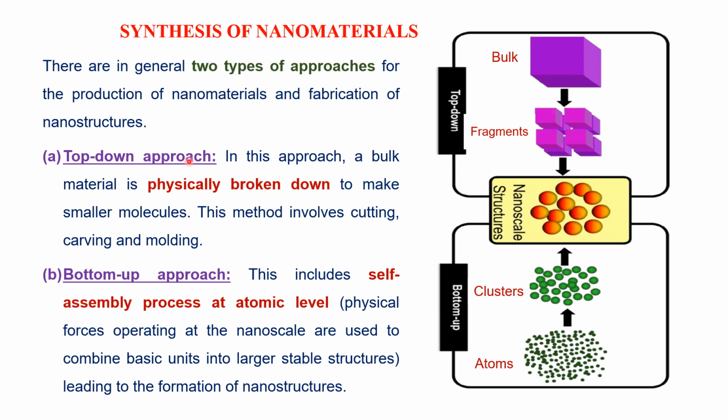So in case of the top-down approach, the physical bulk material is physically broken down into smaller fragments and that will further convert it to the nanoscale material, and it will include cutting, carving and molding. The bottom-up approach includes self-assembly processes at the atomic level. Self-assembly is by the physical forces that are operating at the nanoscale and that are used to combine the basic unit into larger stable structures that will convert it further to the nanoscale.